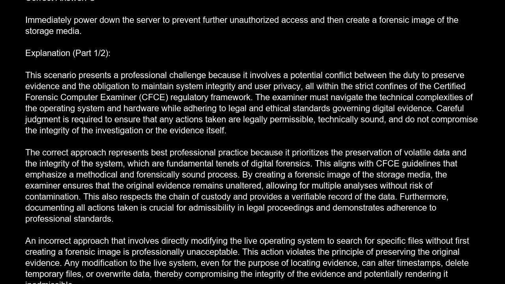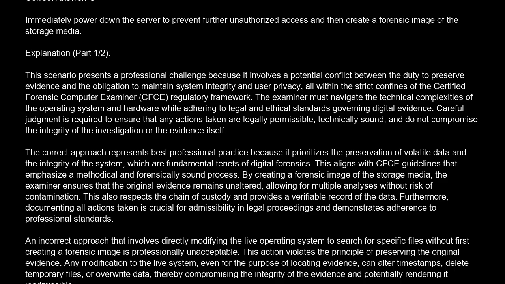Explanation. This scenario presents a professional challenge because it involves a potential conflict between the duty to preserve evidence and the obligation to maintain system integrity and user privacy, all within the strict confines of the Certified Forensic Computer Examiner (CFCE) regulatory framework. The examiner must navigate the technical complexities of the operating system and hardware while adhering to legal and ethical standards governing digital evidence. Careful judgment is required to ensure that any actions taken are legally permissible, technically sound, and do not compromise the integrity of the investigation or the evidence itself.